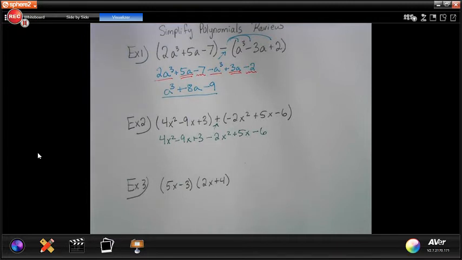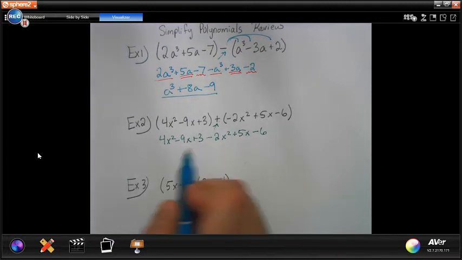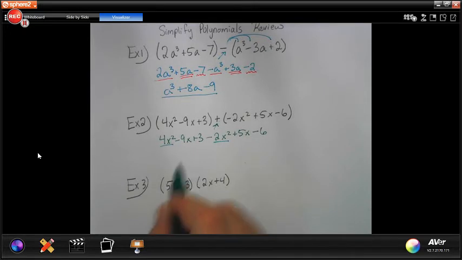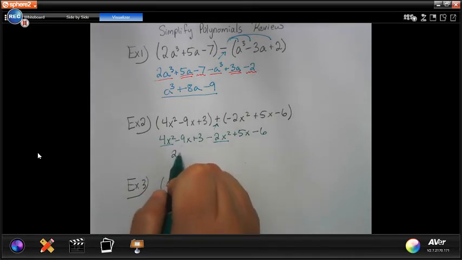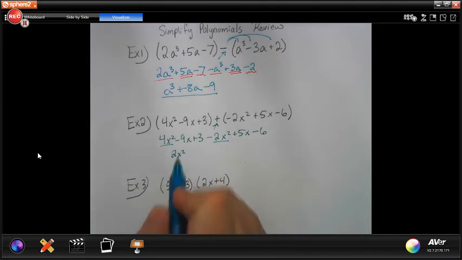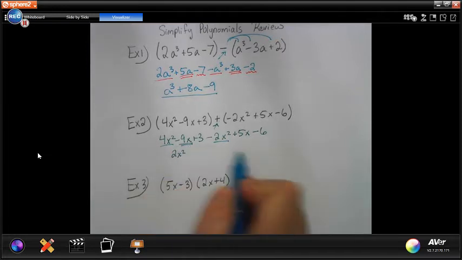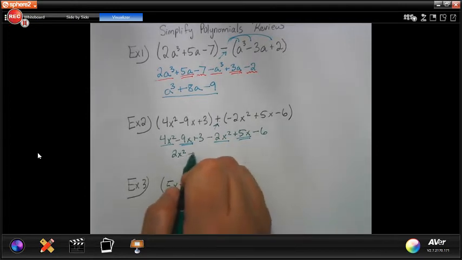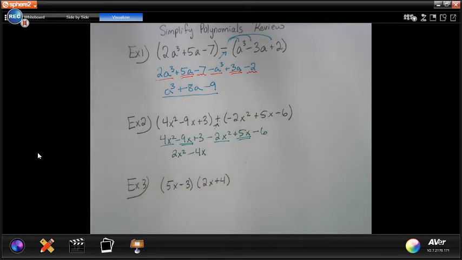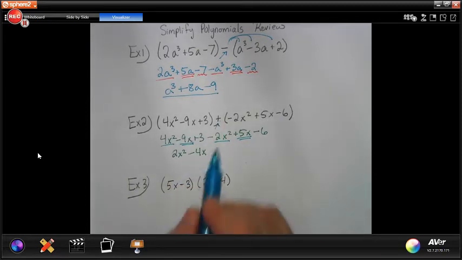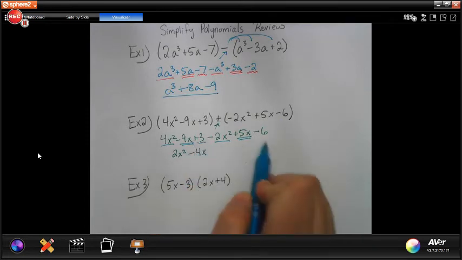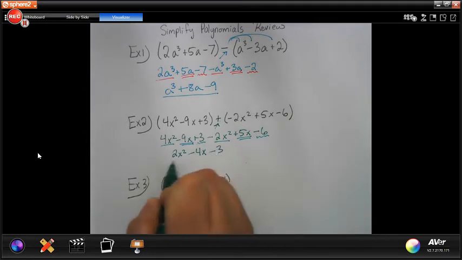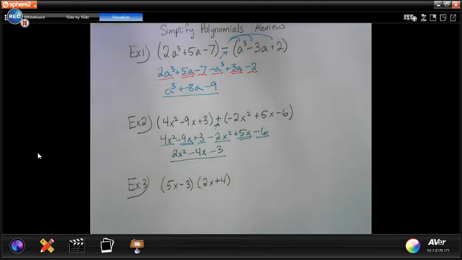And then combine like terms. Standard form says biggest exponent first. So my biggest exponent is x squared. So I combine those. 4x squared minus 2x squared is 2x squared. Then I have my x's, which is negative 9x and a positive 5x, which means subtracting. 5 minus 9 is negative 4, and then the x just tags along because we're not multiplying. And then we have plus 3 minus 6. So 3 minus 6 is negative 3. So that is adding the polynomials.